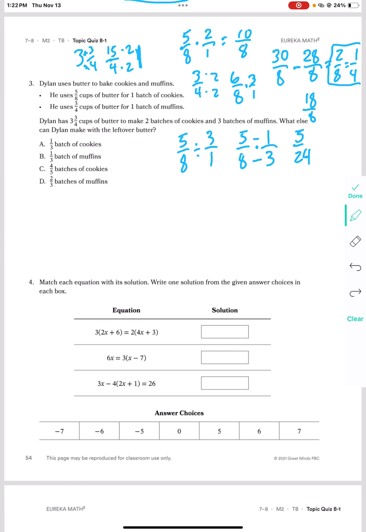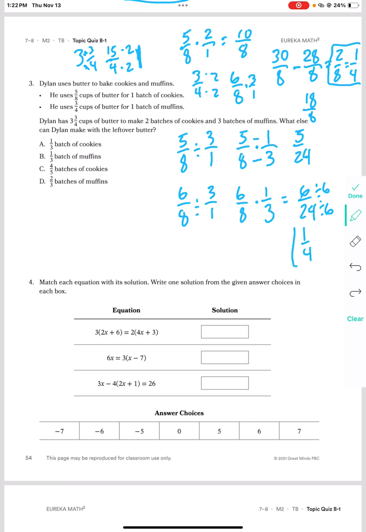Okay. So now if we do the next one, it's the same thing. I'm dividing it by 3. So once again, we would go through the same process of keep, change, flip, which would be 6 over 8 times 1 over 3, which would equal 6 over 24. I can reduce this fraction by 6 at the top and the bottom to get 1/4.